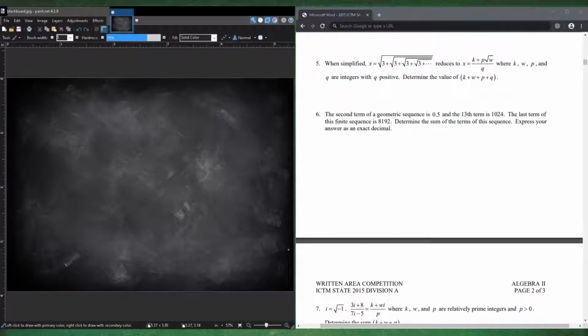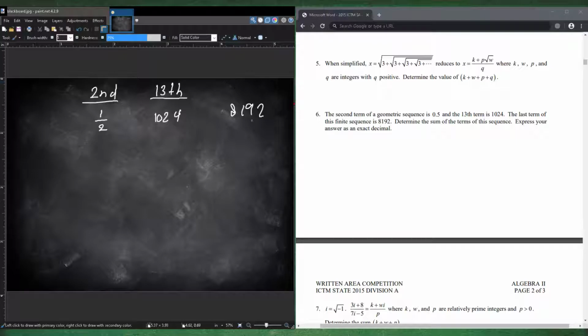Okay, number 6. The second term of a geometric series, not infinite, just a regular one, is 0.5, so it's 1/2. And the 13th term is 1024. The last term of this finite series is 8192. Determine the sum of the terms of the sequence.